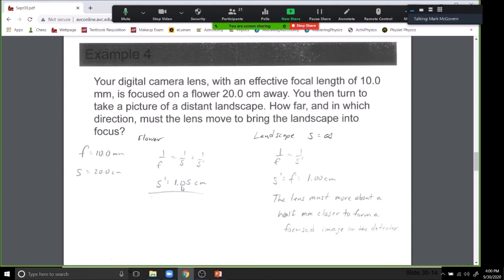So we were very close to the focal length, which makes sense because we're 20 times farther away from our object compared to the focal length. So that's pretty far away, and that image has got to form pretty close to the focal length. That's cool because look what you have to do. You have to basically change where the lens is located by what? Half a millimeter? That's it.